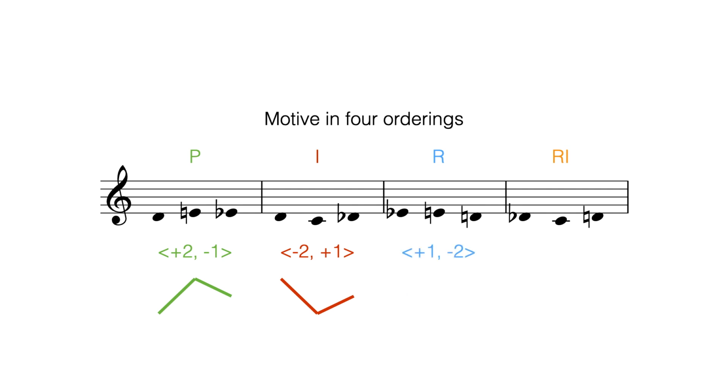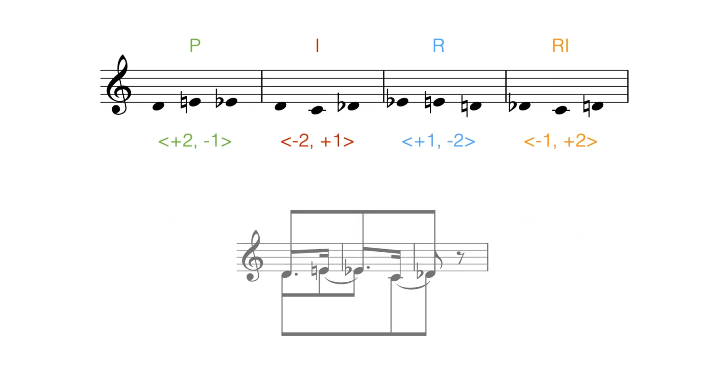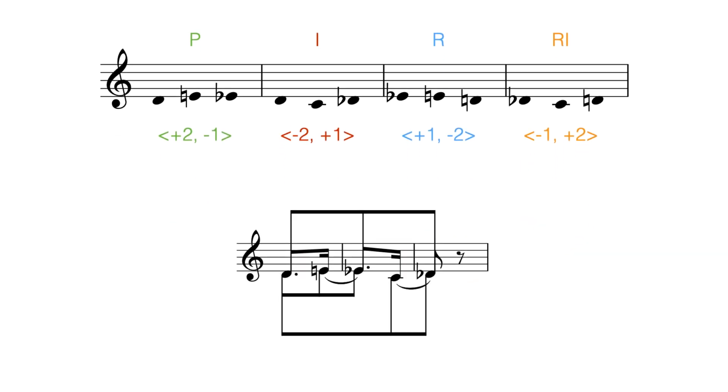The retrograde, R, also has a 1 and a 2 in opposite directions, up 1 and down 2. The retrograde inversion, RI, does just the opposite, down 1 and up 2. These are the 4 possible combinations of 1 and 2 moving in opposite directions. Three of the 4 orderings can be heard within the first 5 notes of the melody.